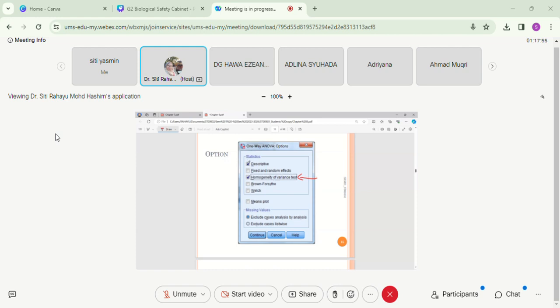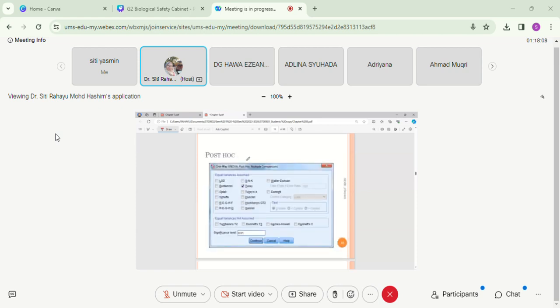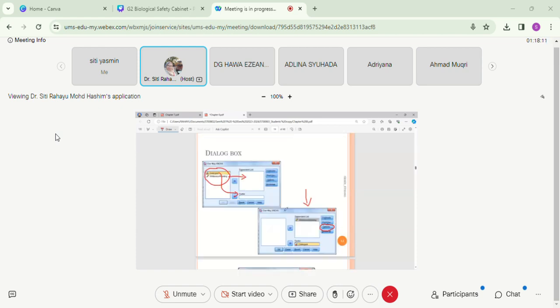And then I also tick descriptive here, just to see the difference in means and standard deviation, as well as the standard error of the whiteness reading for different types of detergent. And then I will go to the button post hoc. Which one? This one.